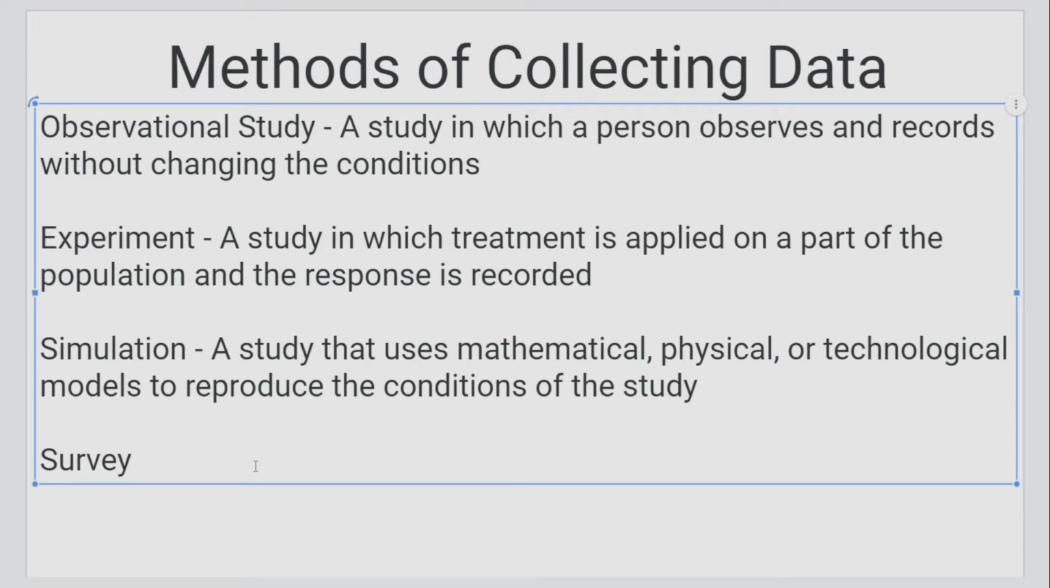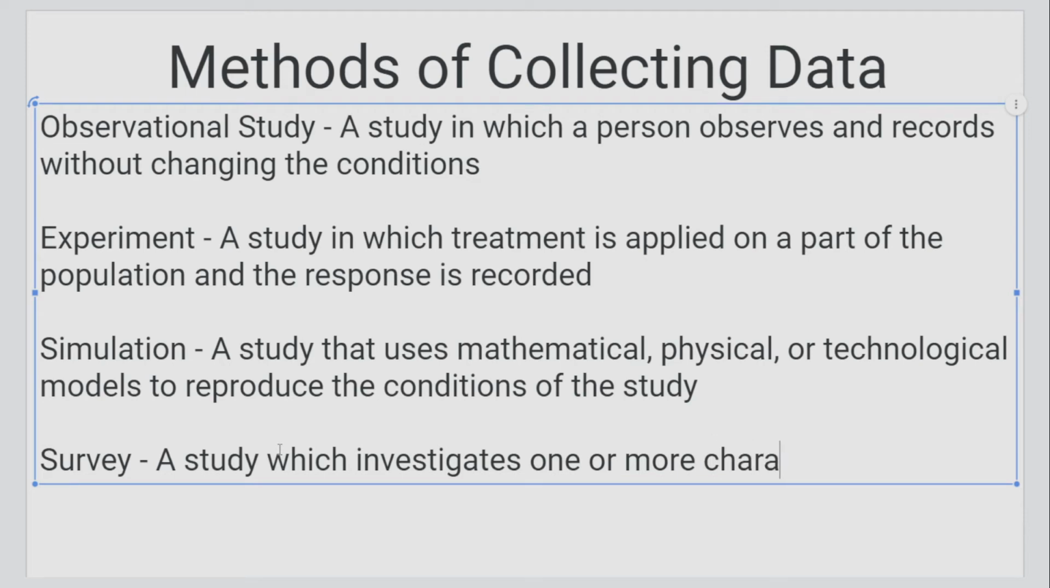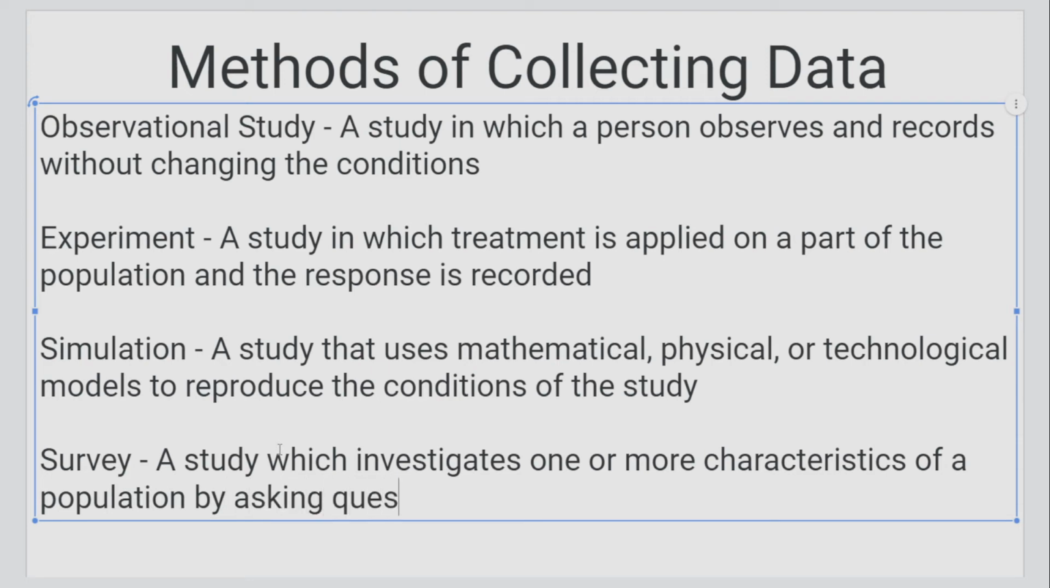And finally, we have a survey. A survey is used to investigate a study which investigates one or more characteristics of a population by asking questions. And very specifically by asking questions. So in this case, for observational study, experiment, and simulation, we are recording the results, right? We're recording what we are observing or what is happening.